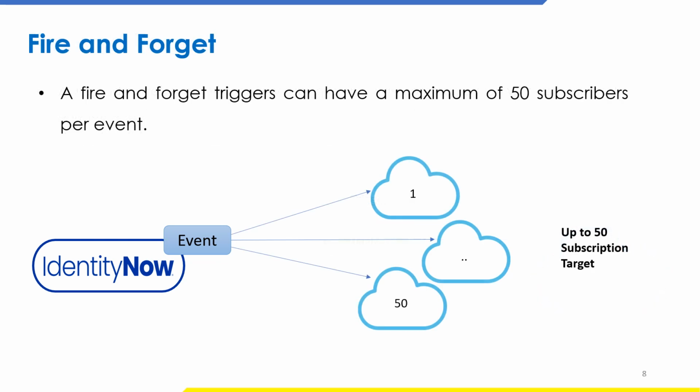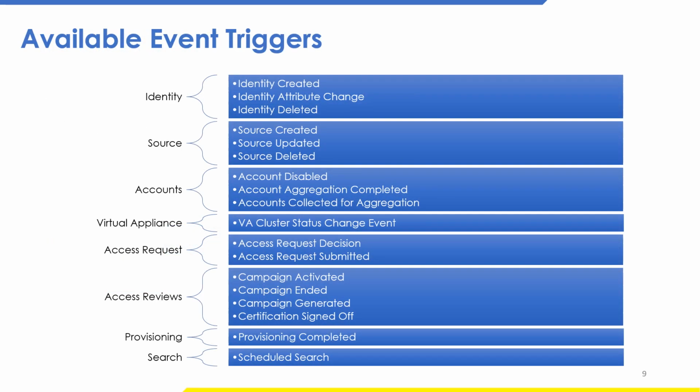As you see here, for fire and forget triggers, it can have a maximum of 50 subscribers per event. Here we will know the available event triggers in IdentityNow. IdentityNow has many event triggers. In that, under identity, there are three event triggers: identity created, identity attribute change, and identity deleted.